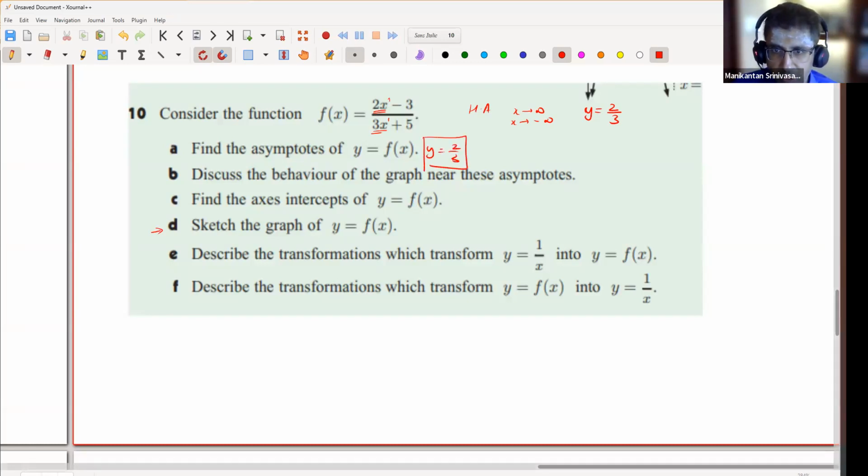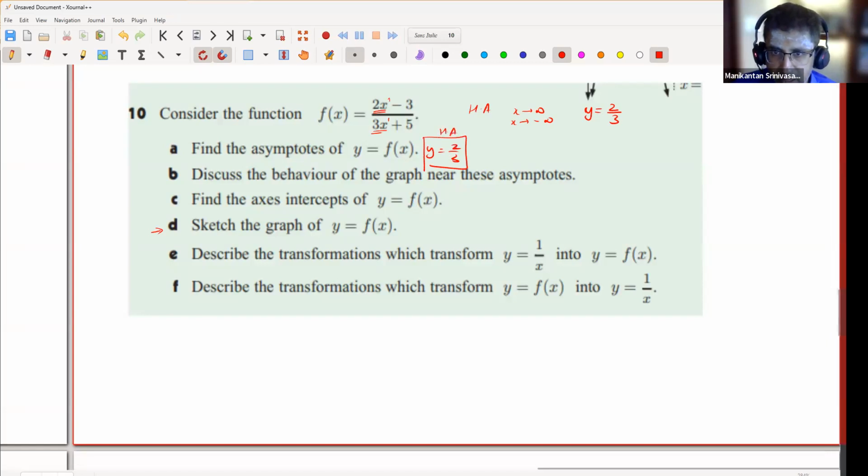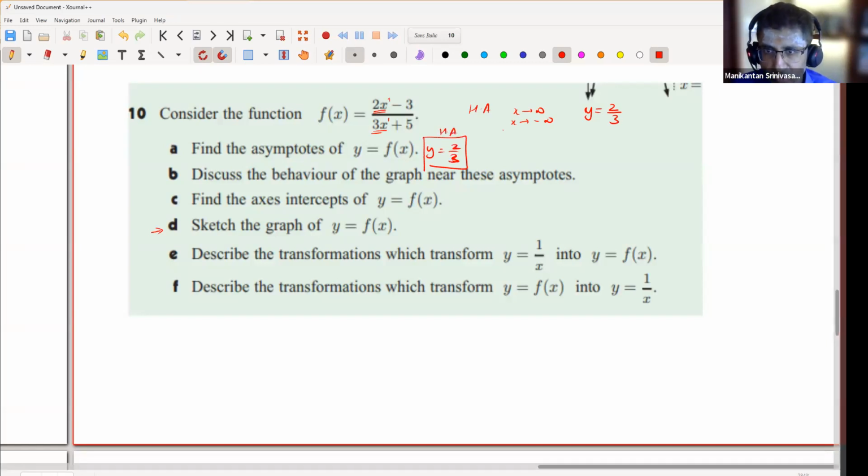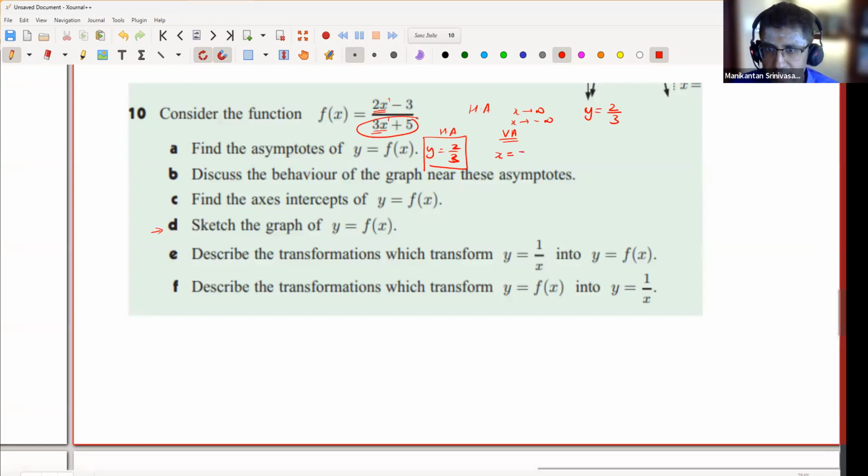Vertical asymptote would be when the denominator is threatening to become 0. So 3x plus 5 is 0 when x equal to minus 5 by 3, so the vertical line x equal to minus 5 by 3 is the vertical asymptote.